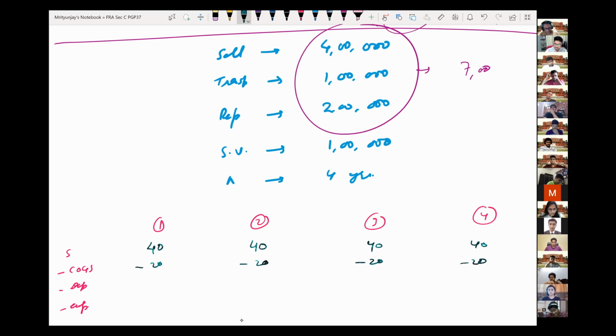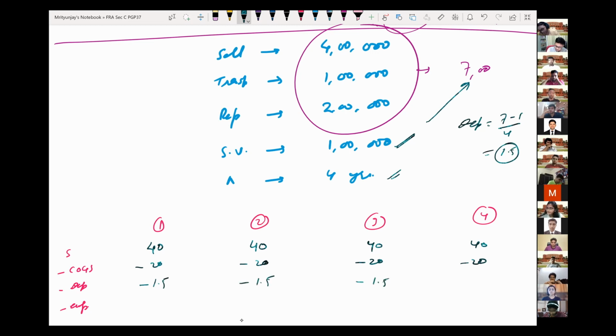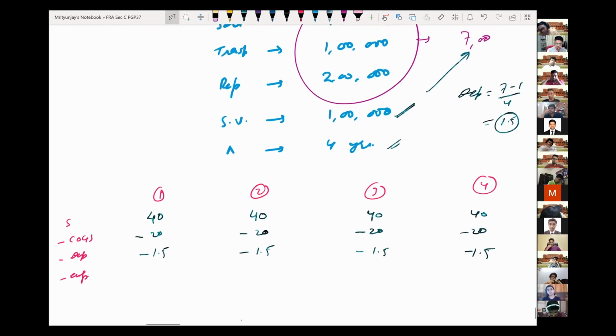So in case 1, what will be my depreciation? My cost is 7 lakh rupees, salvage value is 1 lakh, and life is 4 years. So depreciation will be 7 minus 1 divided by 4. That is 1.5 lakh every year. So I would show in this case 1.5 as a depreciation expense each year, negative 1.5, negative 1.5 and negative 1.5. That's it, no other expenses, because all these expenses are already taken up.